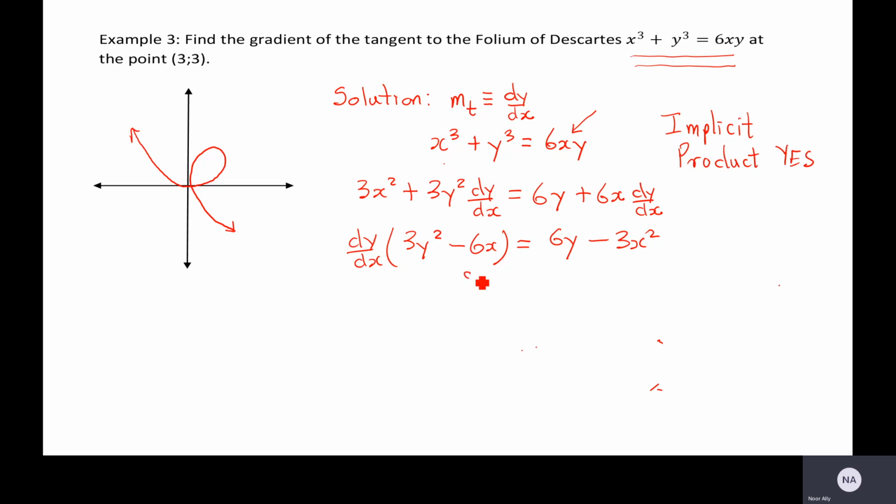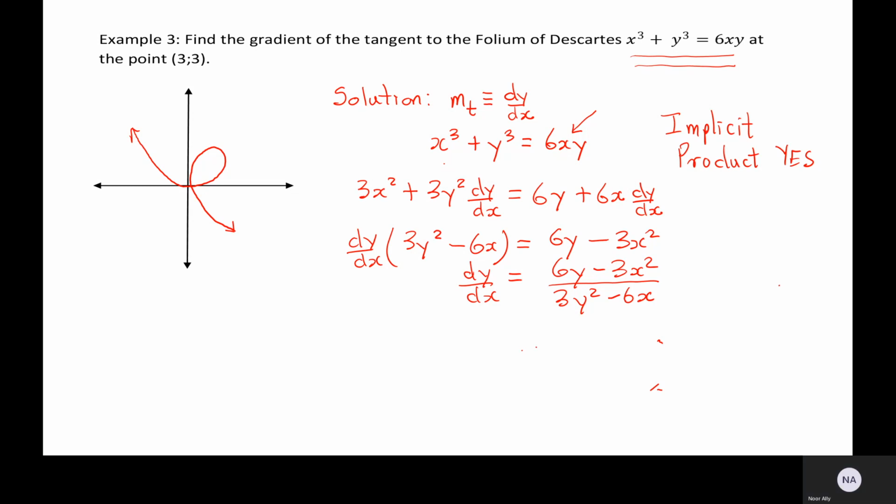And then divide through by your bracket, dy dx, 6y minus 3x squared, divided by 3y squared minus 6x. Now at this stage it's quite okay, it's fine for you to simplify, take out a common factor, but no temptation, no cancelling of x or y's at this point in time.